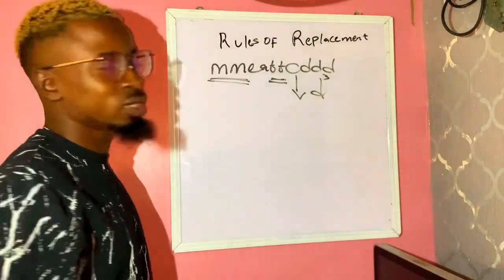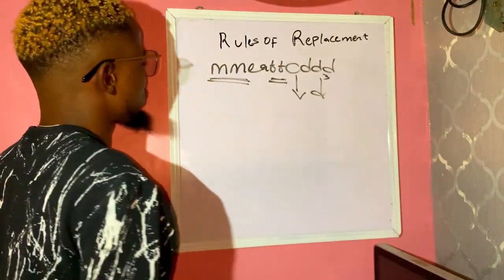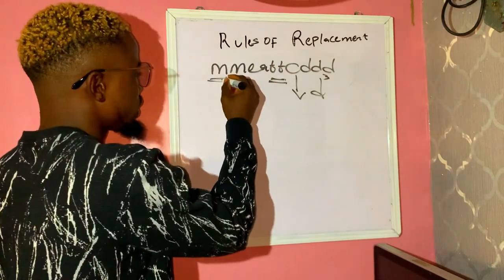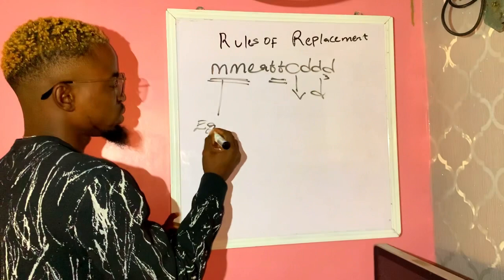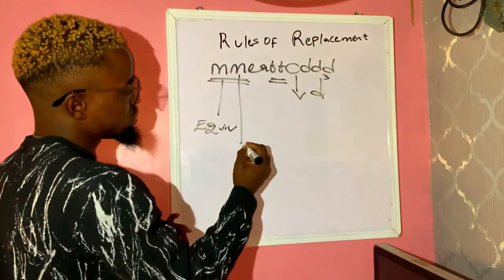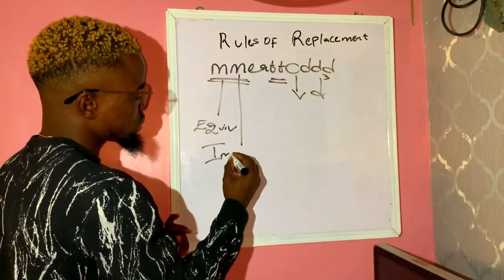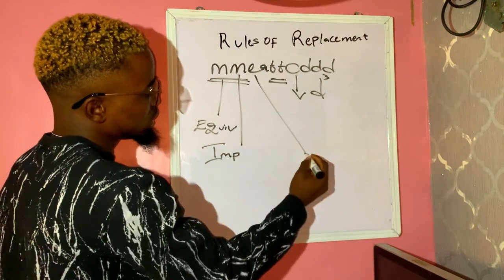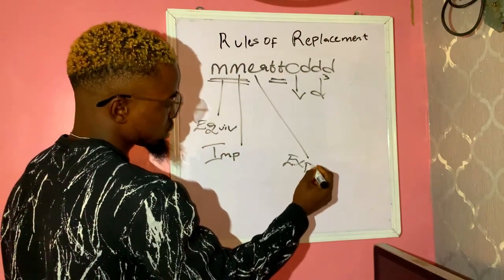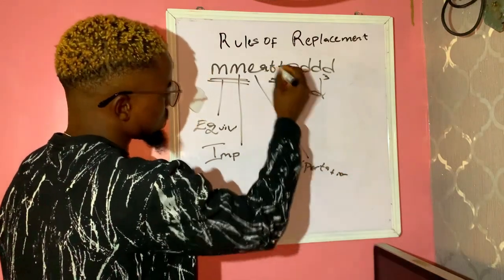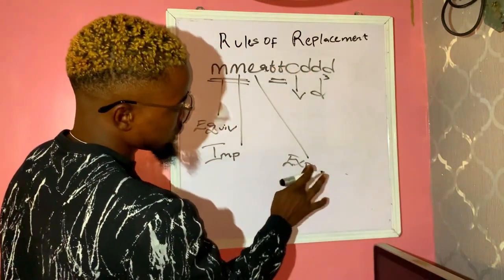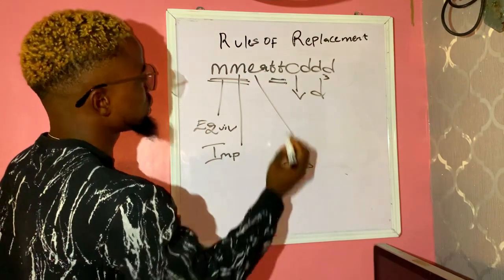So let's quickly explain the rules before we bring out a question on how to apply them. The first one is material equivalence. We call it equiv. The next one is material implication. We call it imp. Then the E is exportation. We just call it EXP.